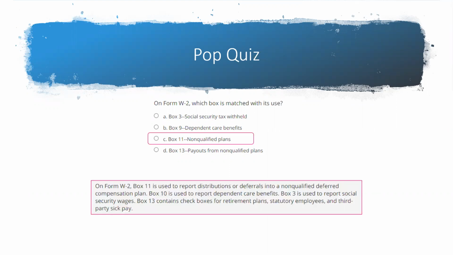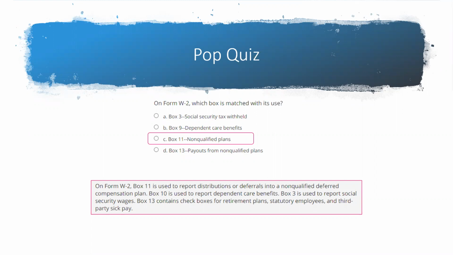So the answer is box 11 is for non-qualified plans. Box 3 is Social Security wages, not tax. And box 10 is dependent care. Yeah, I knew it wasn't 3.